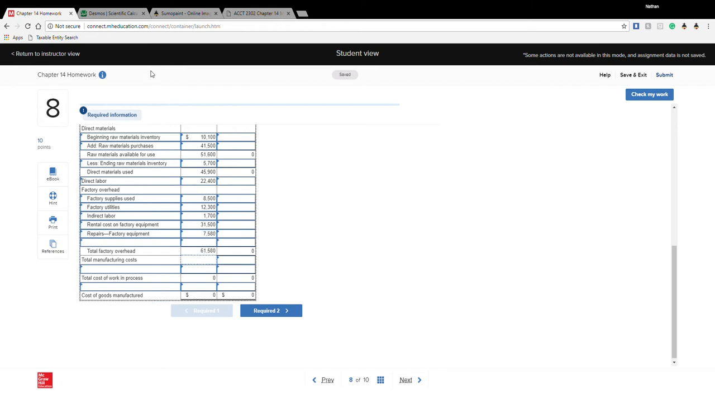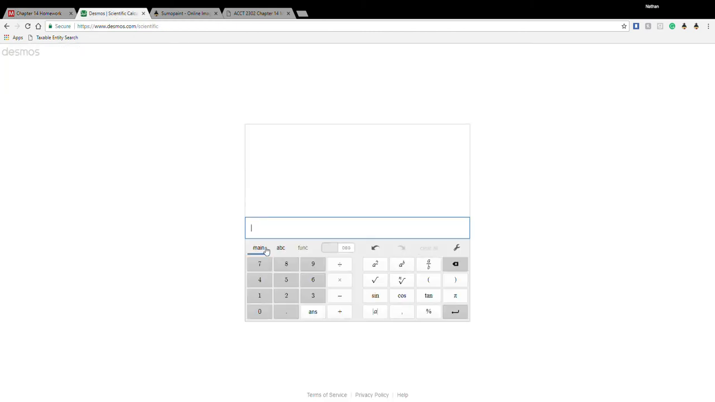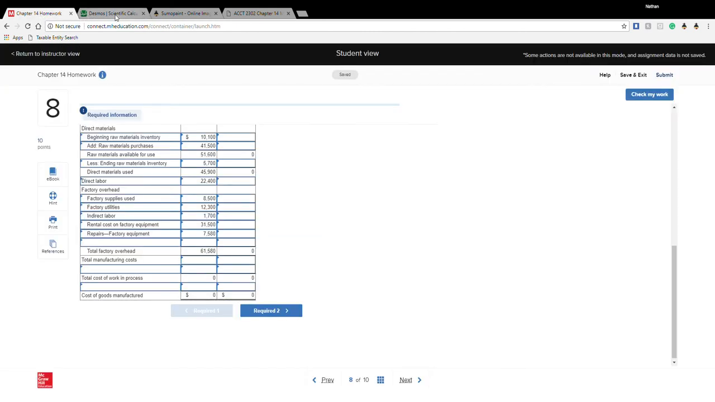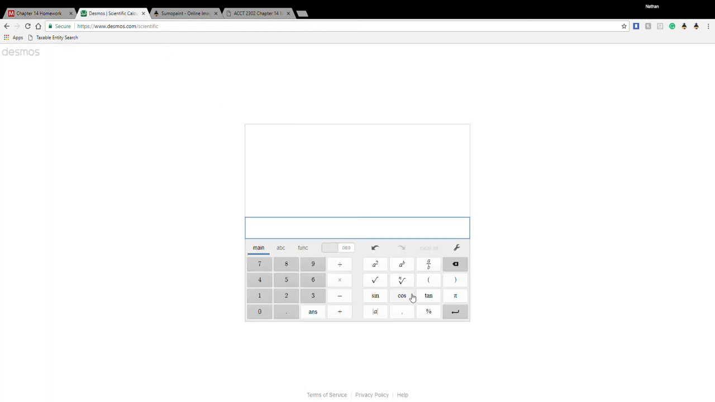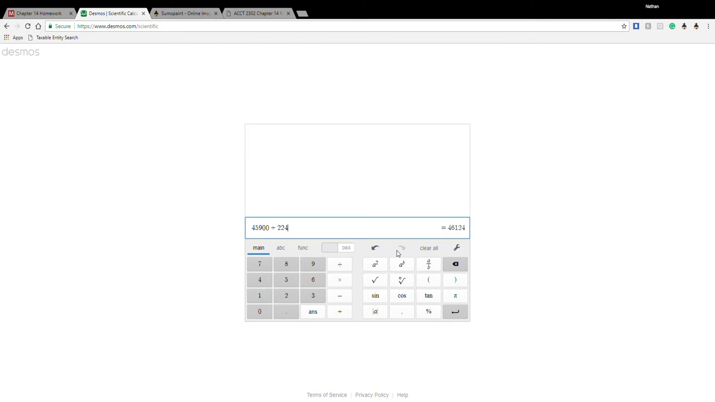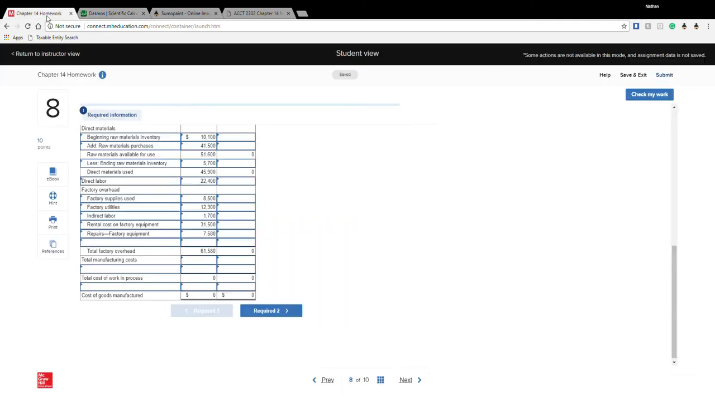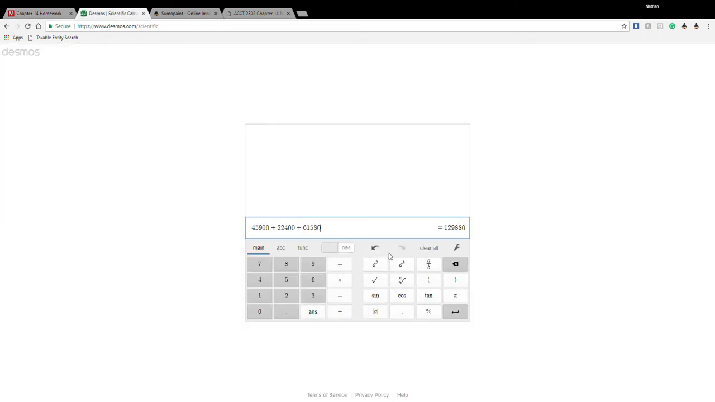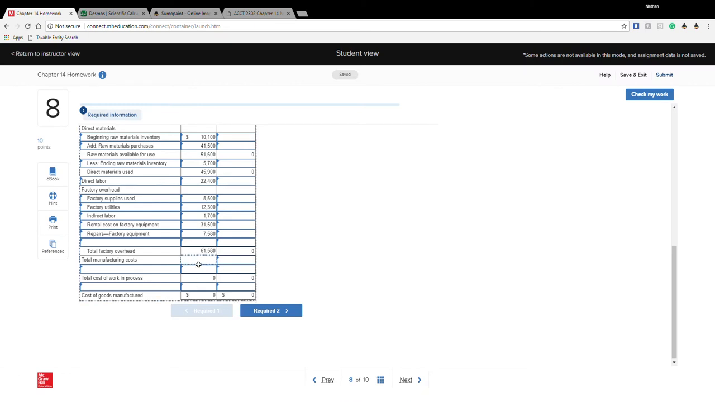So we'll whoop out our calculator over here, clear all, and we're going to take 45,900 plus 22,400, and then add our total overhead, which was 61,580. So our cost that we actually have to figure out this time around is 129,880. Alright, so that's our total manufacturing cost.